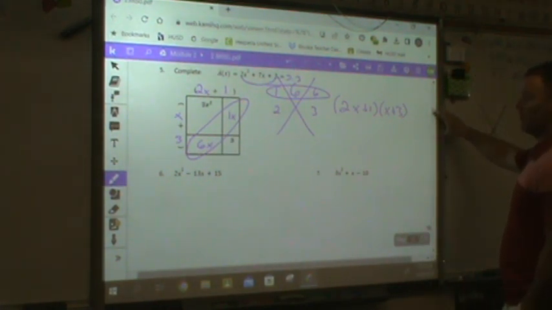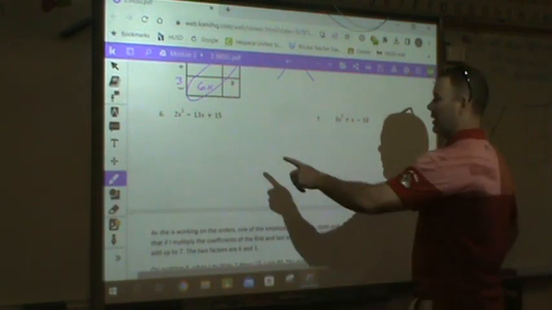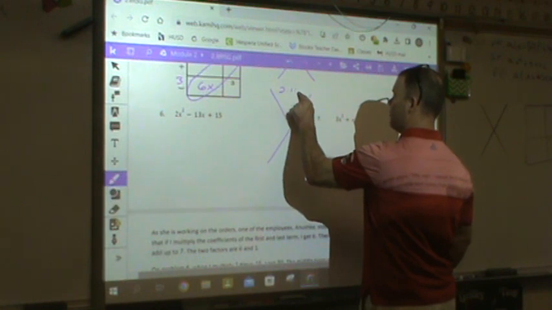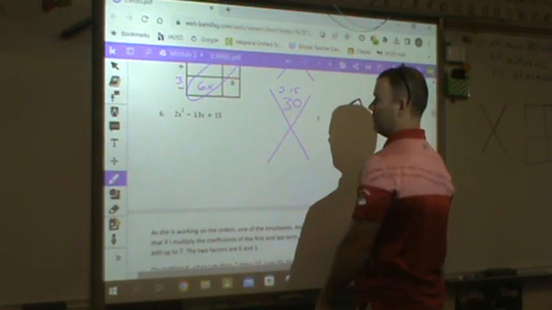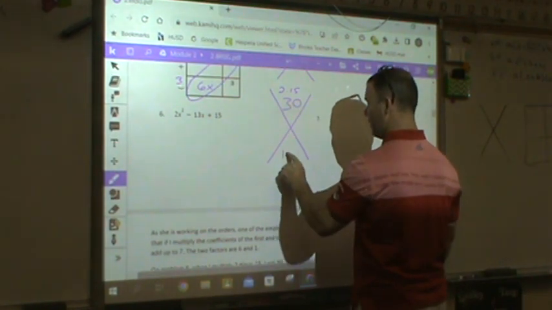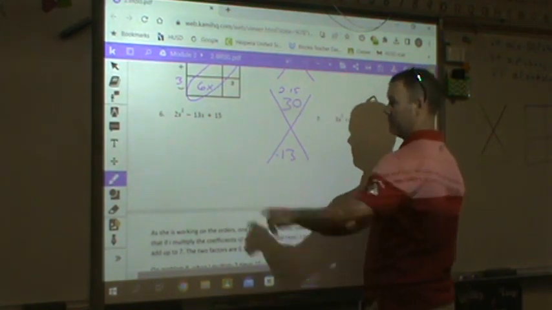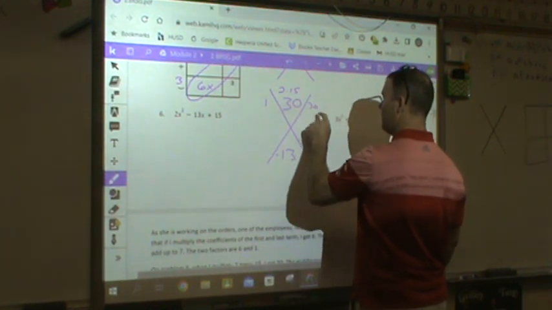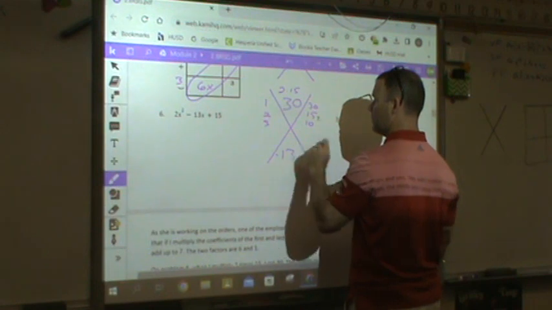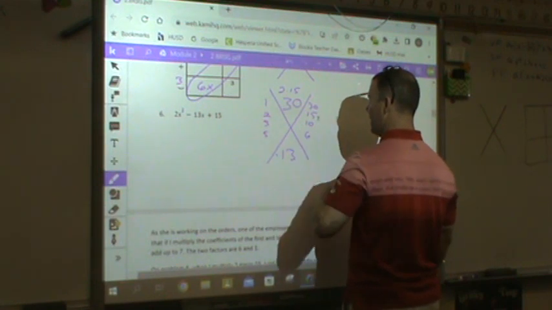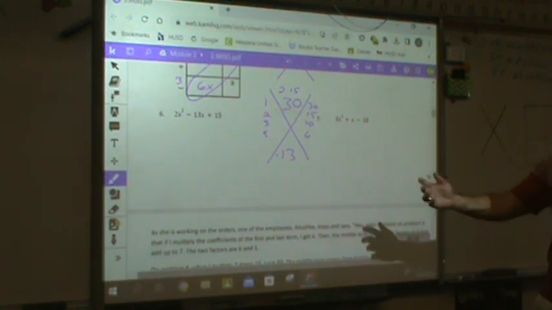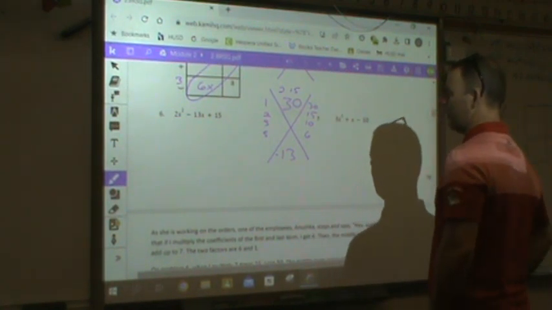Let's try a couple more. Let's try 6. All right? I'm going to use the x, and I'm going to say 2 times 15 is 30. So now here's the challenge. I got to find factors of 30 that give me negative 13. So it says negative 13. So 1 and 30, 2 and 15, 3 and 10, 4 no, 5 and 6, 6 yes, 6 is already listed, 7 no, 8 no, 9 no, 10 already listed. All right, so I went through 1 through 10.